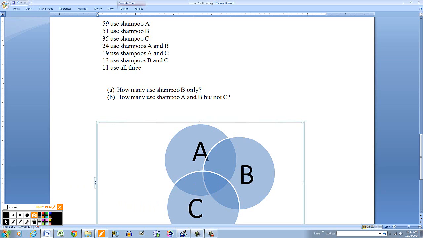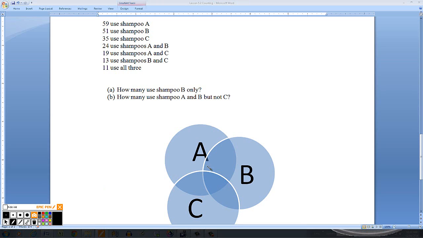Okay, so I start here where the circles meet. This tells me 11 use all three. So I would put 11 right here. 11 use all three. And then I go to the next item.